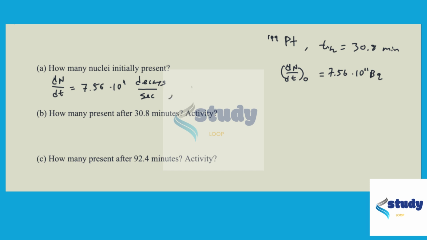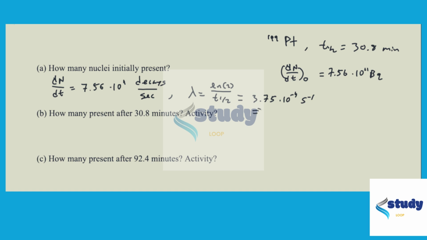Now, you can compute the decay constant as the natural log of 2 over the half-life, which is also given. And this turns out to be 3.75 times 10 to the minus 4 inverse seconds.